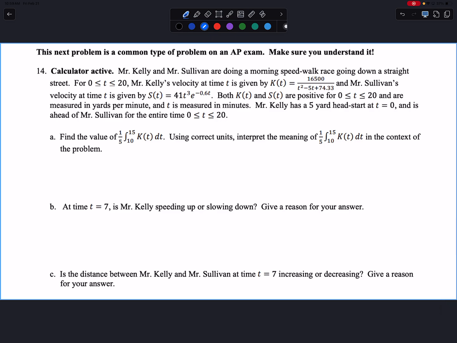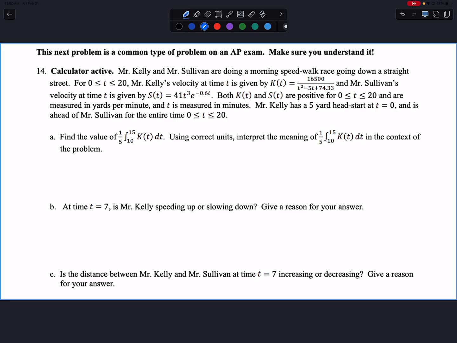This is a really, really, really common cut and paste FRQ question. What these people did, I'm pretty sure, is they just changed the equation and changed the situation, but everything else, the types of things they're asking you is pretty much similar, okay?